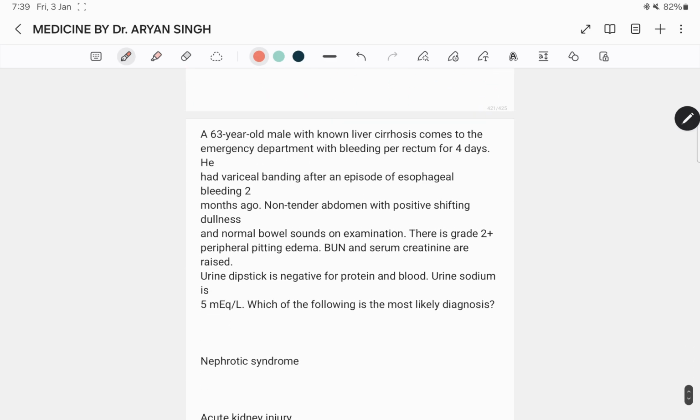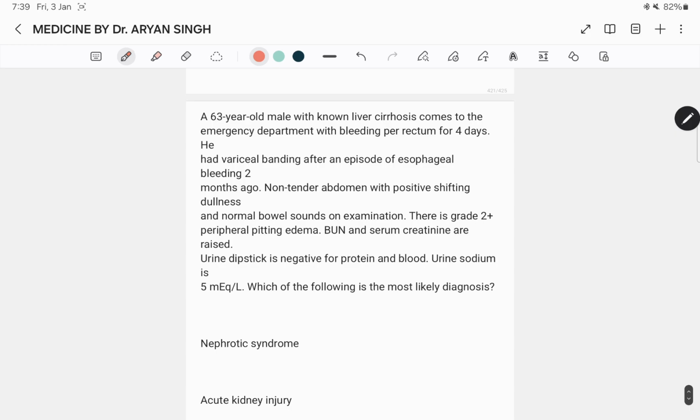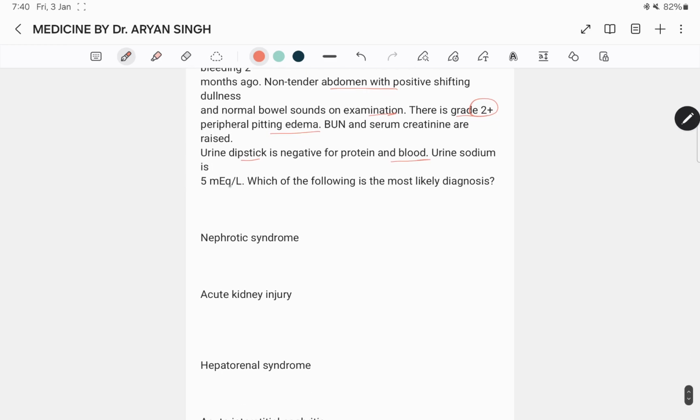Next question. A 63-year-old male with known liver cirrhosis comes to the emergency department with bleeding per rectum for 4 days. He had variceal banding after an episode of esophageal bleeding 2 months ago. Non-tender abdomen with positive shifting dullness and normal bowel sound on examination. There is a grade 2 plus peripheral pitting edema. BUN and serum creatinine are raised. Urine dipstick is negative for protein and blood. Urine sodium is 5 mg per liter. Which of the following is the most likely diagnosis?